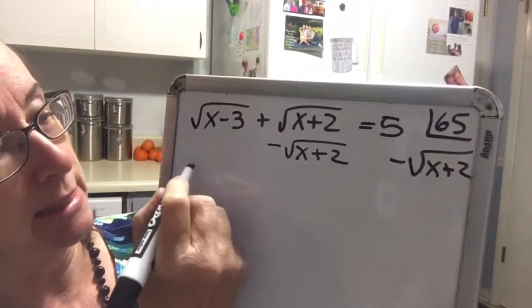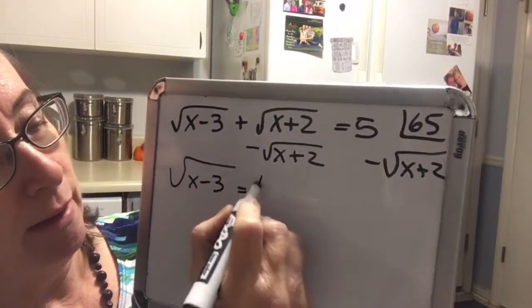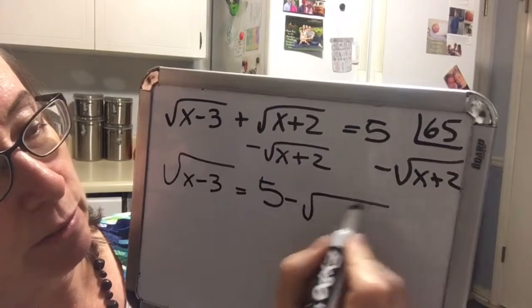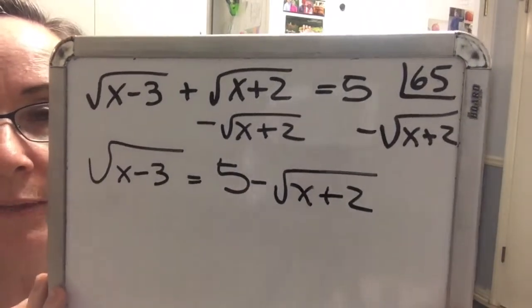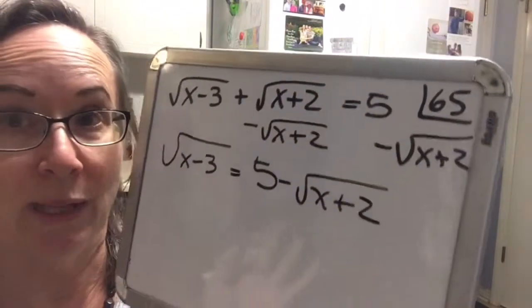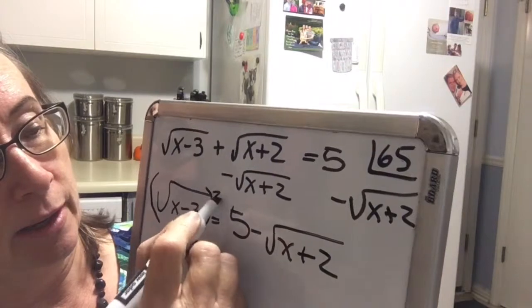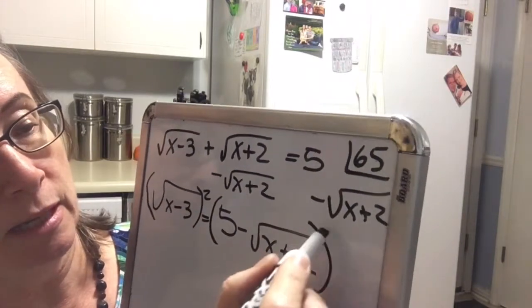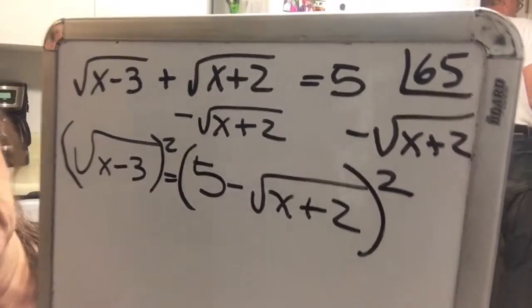So we've got this one by itself. So the square root of x minus 3 equals 5 minus the square root of x plus 2. Okay, so now we're going to square both whole sides. And this is where a lot of students make their error. They square pieces and parts, and we cannot square pieces and parts. We must square whole sides.